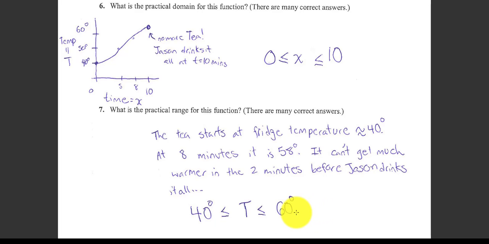And 100 degrees, well, the tea will never get hotter than room temperature, right? So if your house is at 70 degrees, the tea is not going to warm up to 100 degrees. It will just approach room temperature, okay? So the practical range would be somewhere between, say, 40 and 60 or 35 and 75. There are many correct answers.